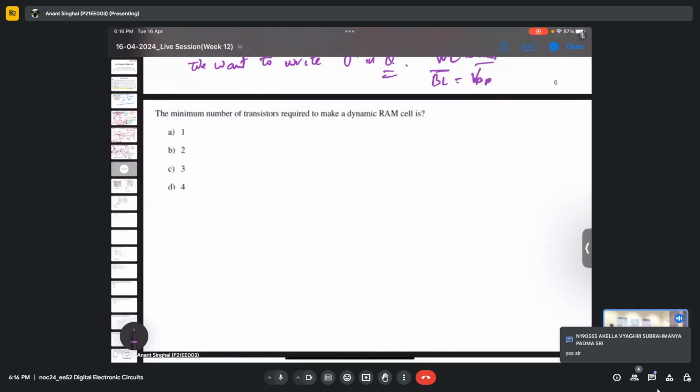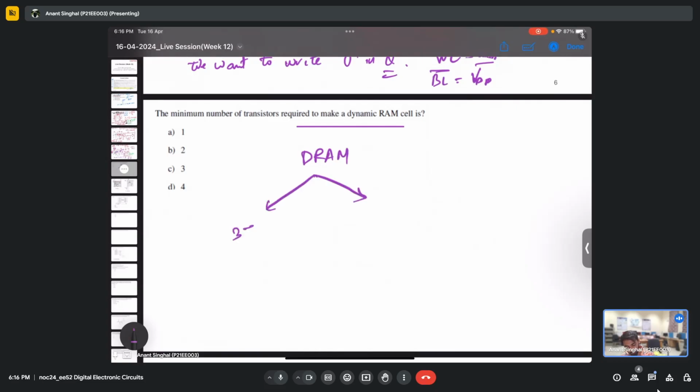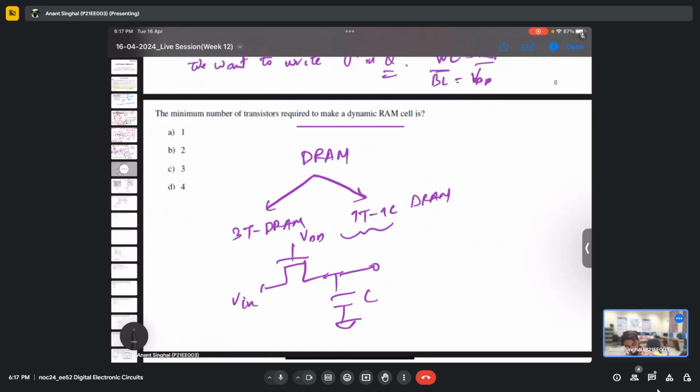Now it asks the minimum number of transistors required to make a dynamic RAM, that is a DRAM. DRAM is of two types: one is 3T DRAM, that is 3 transistor DRAM, and the other is 1T 1C DRAM. These are, I guess, covered in the lectures also. We can make a DRAM using one transistor. It looks something like this. We have a VDD, a VIN, and one capacitor. So this is our DRAM. We can make a DRAM using only one transistor and one capacitor. So the answer would be 1.